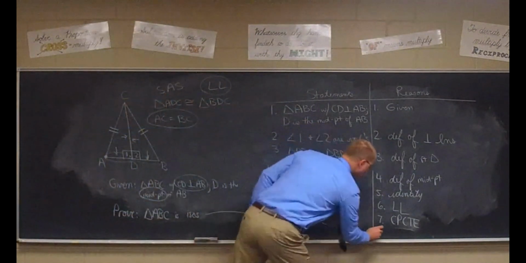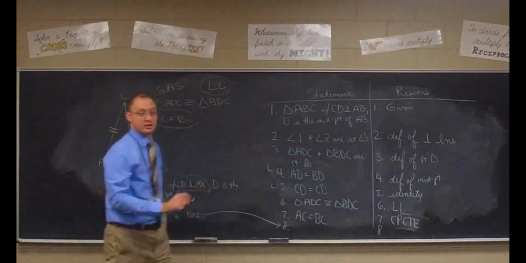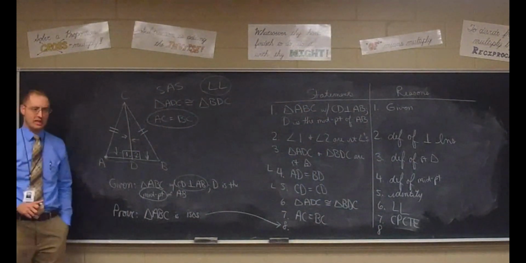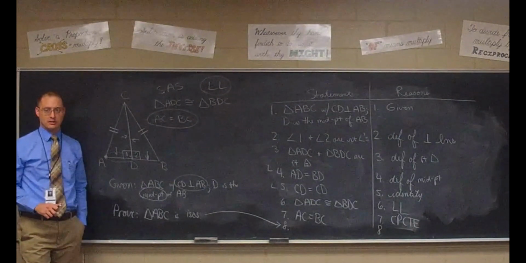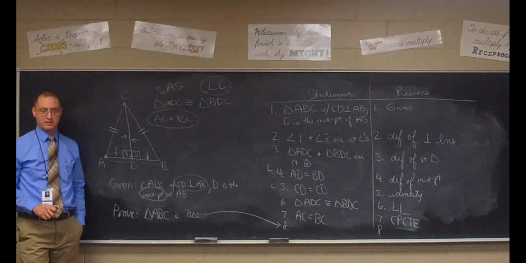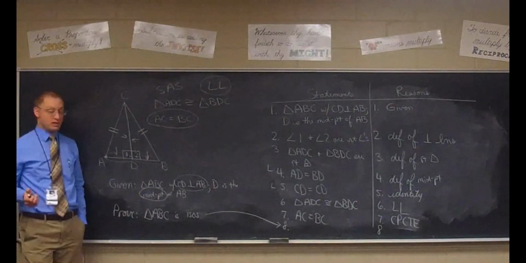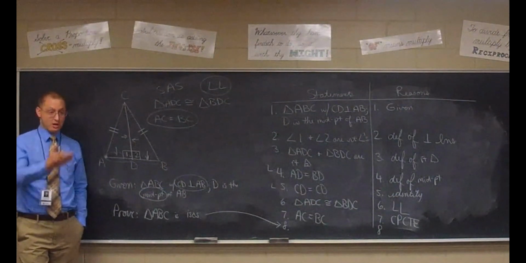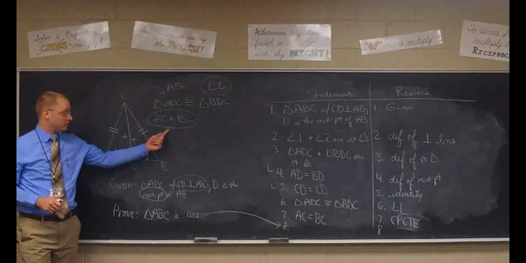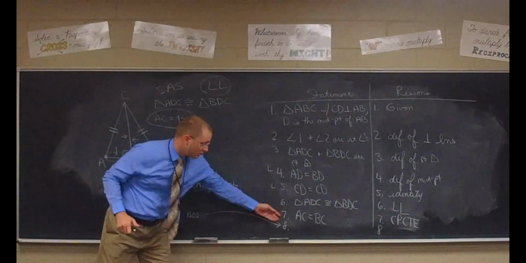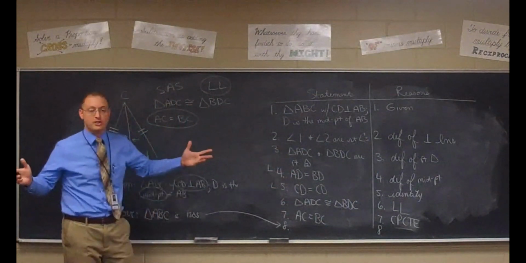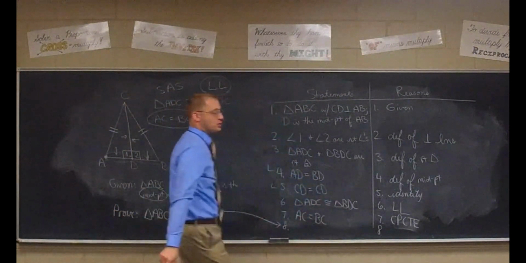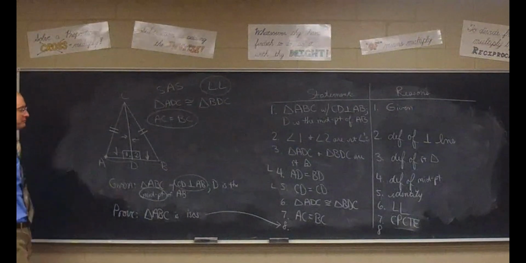What do you suppose the reason might be? How do I know ABC is isosceles? Do we know it's isosceles? How do we know? Okay. AC equals BC. It has 2 equal sides. That's the definition of an isosceles triangle. So your reason? Definition of isosceles triangle.